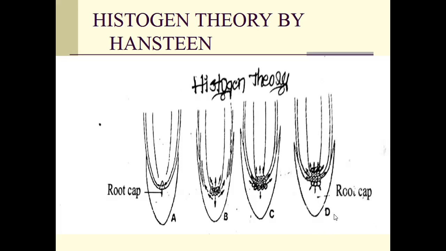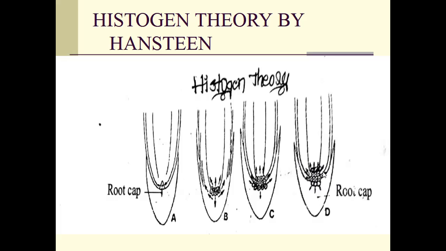And the last one is D. The D diagram belongs to monocot root terminal parts. The monocot root terminal part contains 4 tiers of histogen tissues. From these 4 tiers of histogen tissues, the lower tier of histogen tissues develops into calyptrogen. The calyptrogen develops into root cap. The second tier of histogen tissue develops into dermatogen. It develops into epidermis of root.